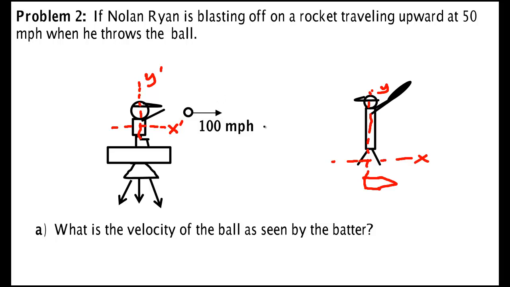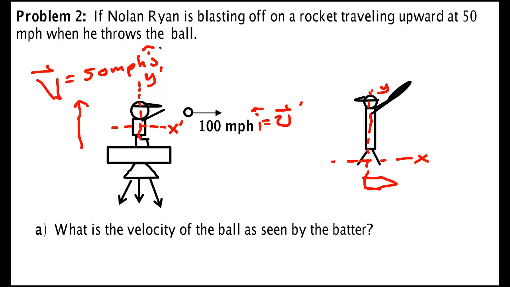Nolan throws again a 100-mile-an-hour fastball in the X direction. That's the velocity of the baseball seen by Ryan, the primed. Ryan is seen by the batter, which is capital V, going up at 50 miles per hour, J hat.